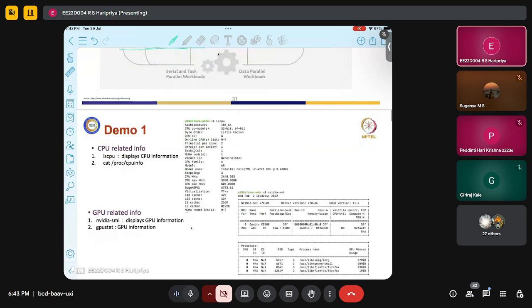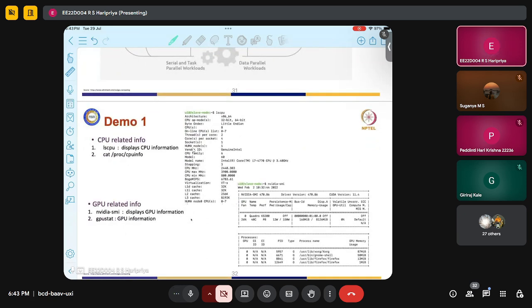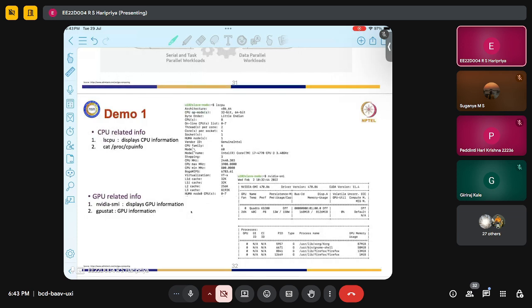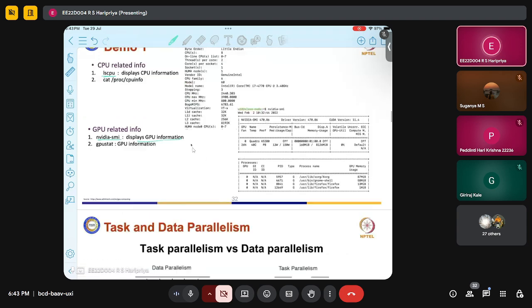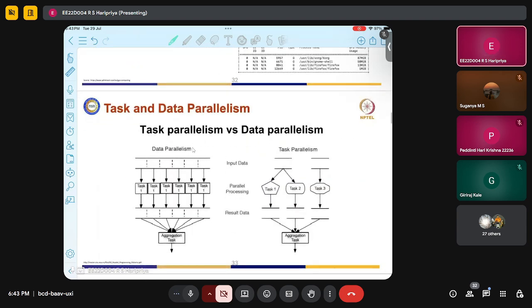And next, this is a demo showing this command to display the CPU information and this command to display the GPU related information.